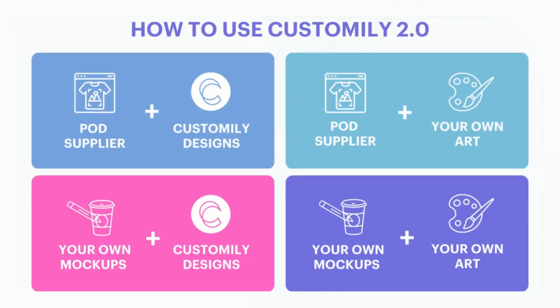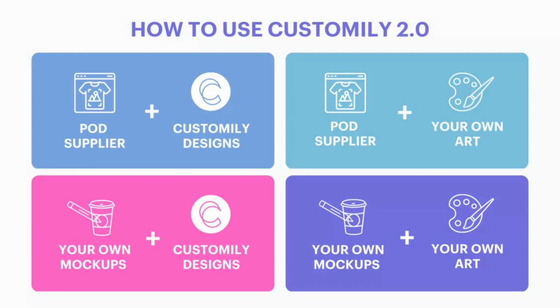So we can say there are 4 different paths you can explore with Customily 2.0. You can work with a print-on-demand provider who has its own product catalog and add a design from Customily's library to it. This is the fastest path, the one that allows you to have published products ready to sell in minutes. You can work with the print-on-demand provider, but choose to add your own designs to the products. In this case, you will have to populate your design library before being able to publish products in your store.